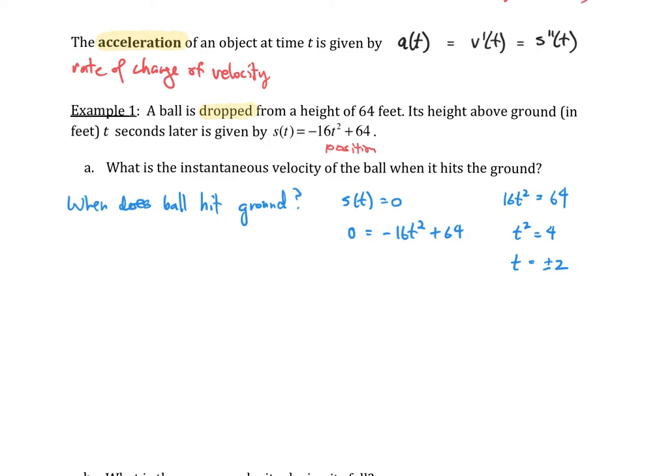Now, we're not allowing time to be negative, so really this tells us that our t is equal to 2 seconds. Okay. Now that we know the time when we hit the ground, the next thing we want to know is what's the velocity when the ball hits the ground?